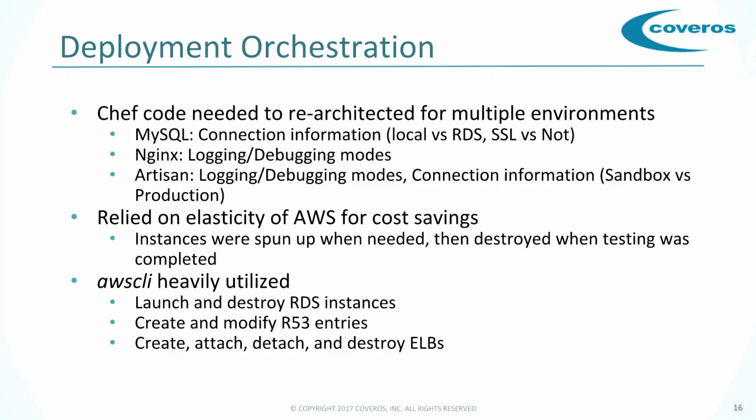As I mentioned before, we relied a lot on the elasticity of AWS. We only spun up instances when they were needed. We destroyed them when testing was completed. We saved a lot of money doing this, especially because we were a small development team. Even if we had been a larger development team, I do not believe it would have made a lot of sense to have a constantly up QA environment.